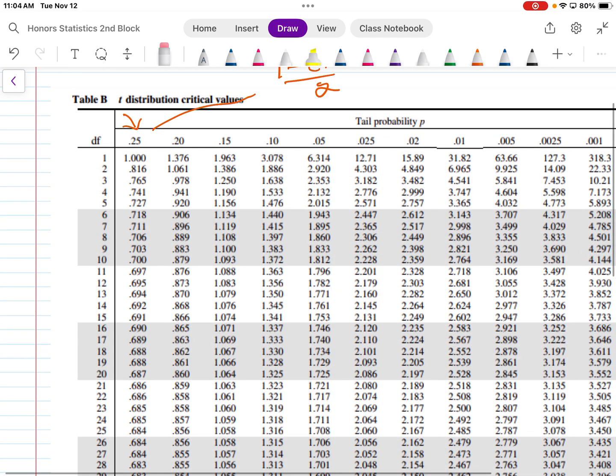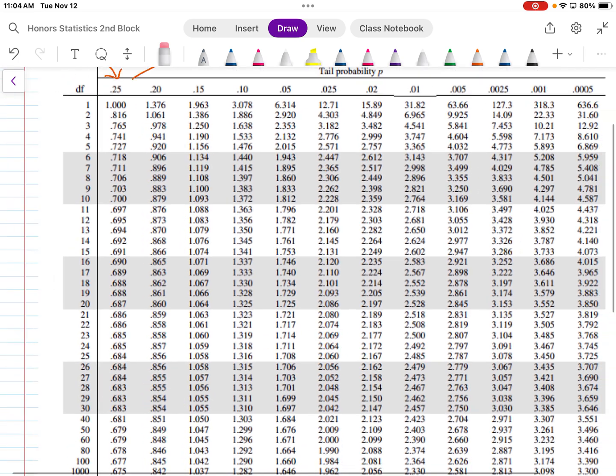Now, here's the challenge. In class, when we were doing the z-stars, I would say, hey, is that one this?